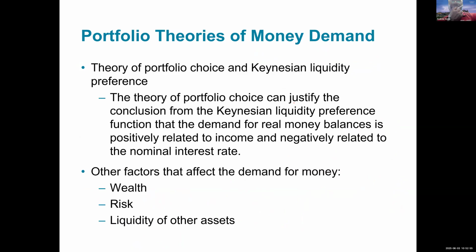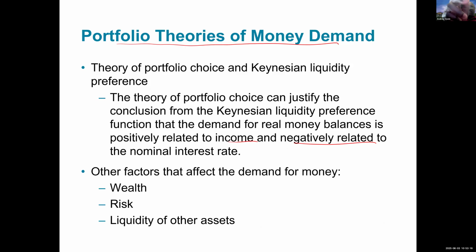And then let's talk a little bit more. Keynes put together what we call a portfolio theory of money demand. This is a theory of portfolio choice and Keynesian liquidity preference. The theory of portfolio choice can justify the conclusion from the Keynesian liquidity preference function that the demand for real money balances is positively related to income and negatively related to the nominal interest rate.